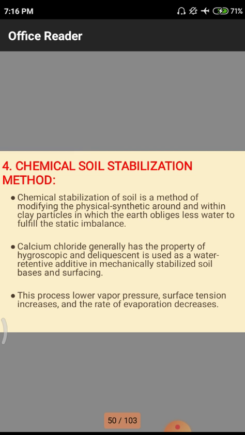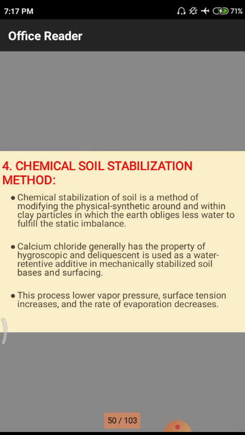First of all, chemical stabilization of soil is a method of modifying the physical and chemical properties within clay particles, so that the soil requires less water to fulfill the static imbalance. Static means normally a fixed body. Elastic means it moves when load is applied. That is the difference between static and elastic. Here we have to get a static balance, that means whenever load is applied on a structure, there is no movement due to the load. We get this static balance when there is a formation of bonds between surrounding molecules, atoms or ions.